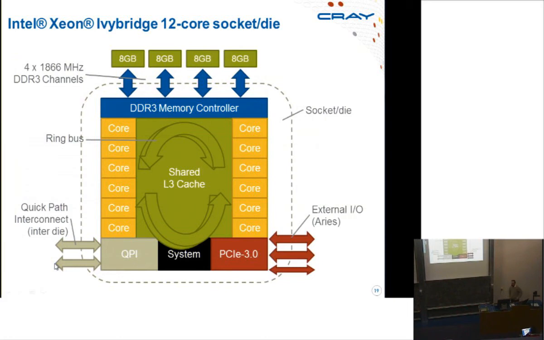Looking in more detail at an individual socket, there are these 12 cores. There is a very large central cache, which is connected via a ring bus. So data is shuffled around between the cores through the ring bus. And this is how data is passed up through to the PCI Express bus and the QPI interconnect.